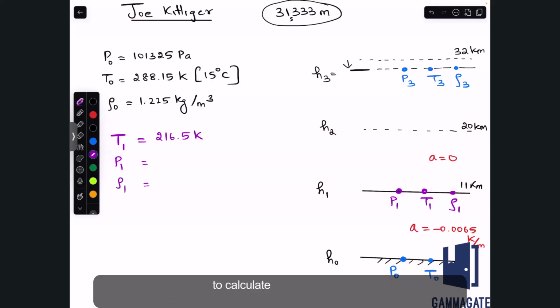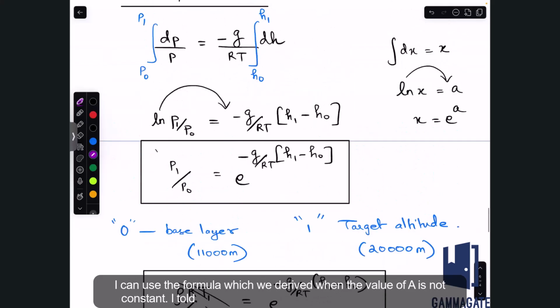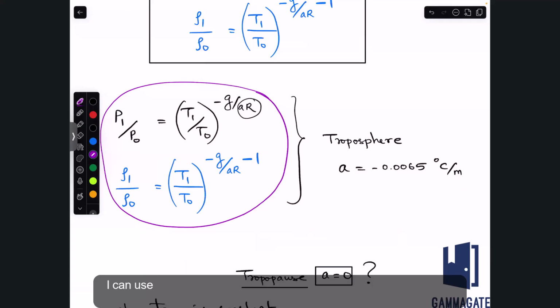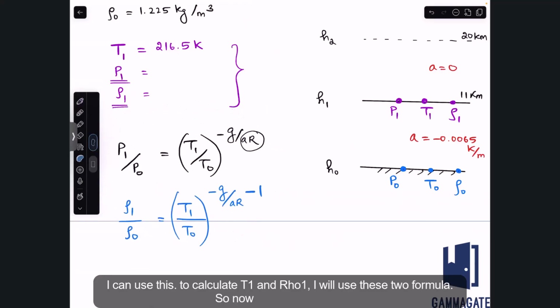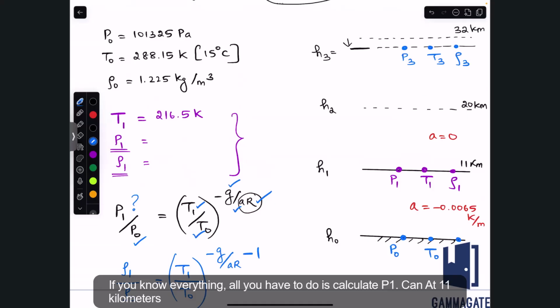What formula can I use to calculate P1 and rho 1? I can use the formula which we derived when the value of A is not zero. I told you we can use this formula in the troposphere. So in order to calculate P1 and rho 1, I'll use these two formulas. P1 is what you have to calculate, so this is a question mark. P naught you have, T1 you have, T naught you have, G you know, A you know, and R you know. If you know everything, all you have to do is calculate P1 at 11 kilometers height.